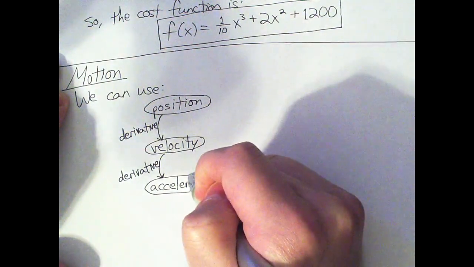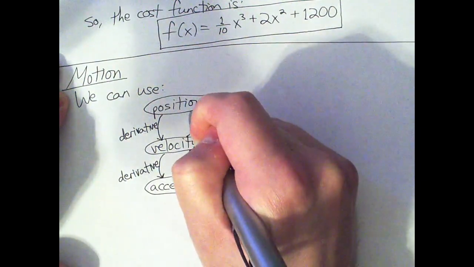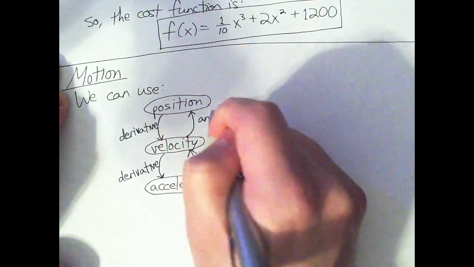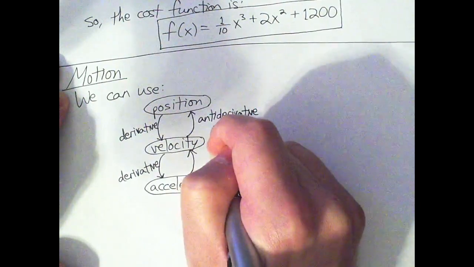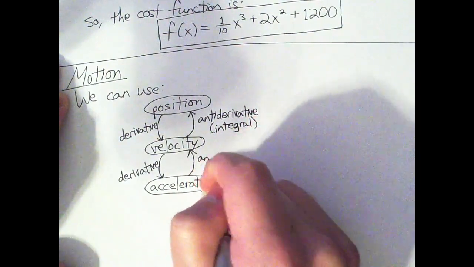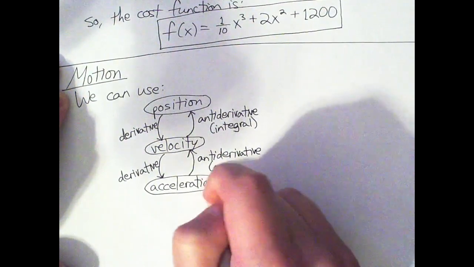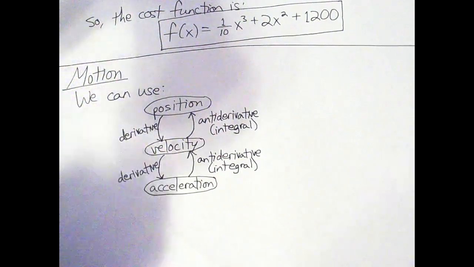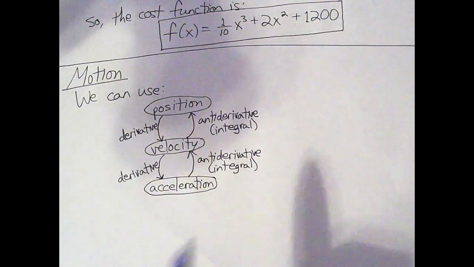Antiderivatives let us go in the opposite direction, right? So if you know acceleration, you can find velocity. And if you know velocity, you can find position. And these are antiderivatives, which we've also learned the notation for, thinking of them as an integral. So the diagram that we drew earlier in the semester was kind of a one-way street, and now we've turned this into a two-way street. We're able to do this process forward or backwards.